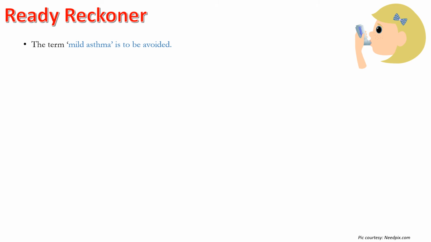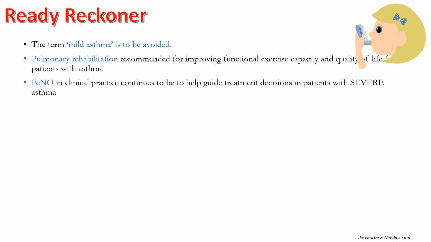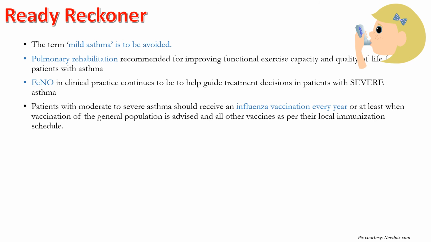The term mild asthma is to be avoided because even mild asthma can have serious exacerbations. Pulmonary rehabilitation is recommended for improving functional exercise capacity. FeNO is used to guide treatment decisions in patients with severe asthma, and patients with moderate to severe asthma should receive an annual influenza vaccine and other vaccines as per their local immunization schedule. So this was all from the GINA 2024.